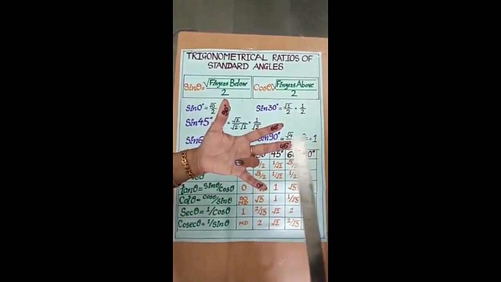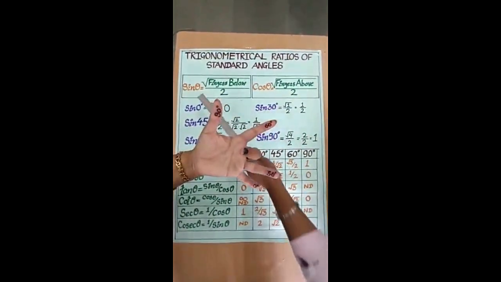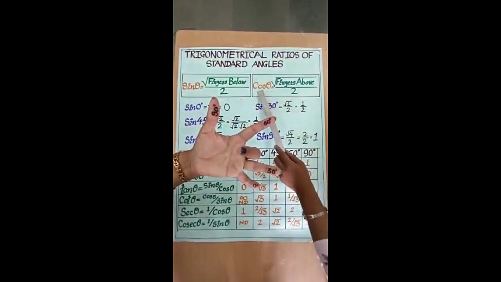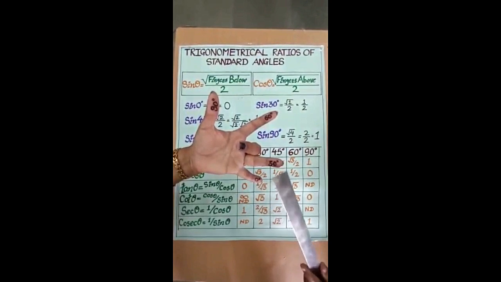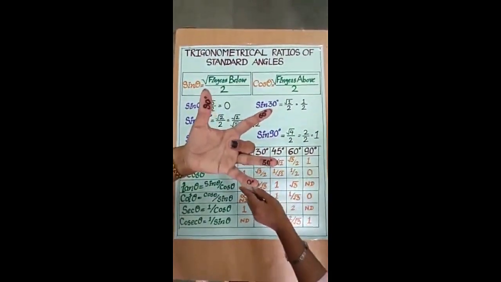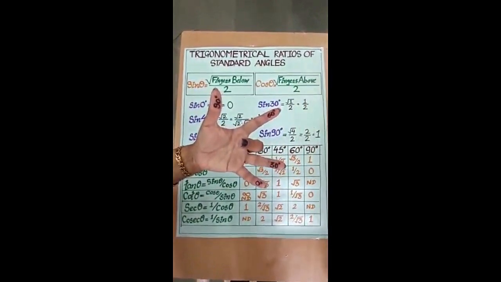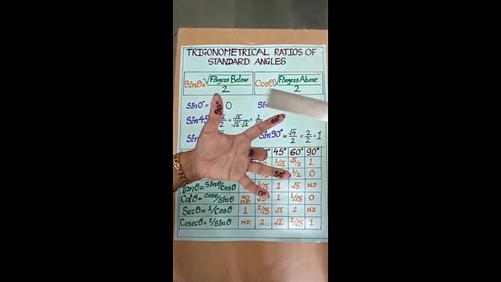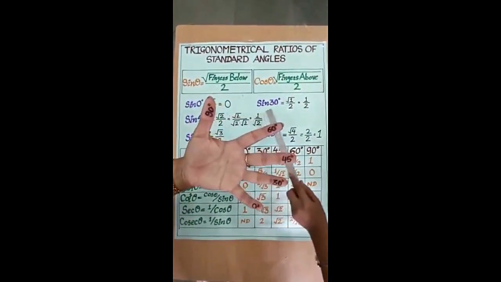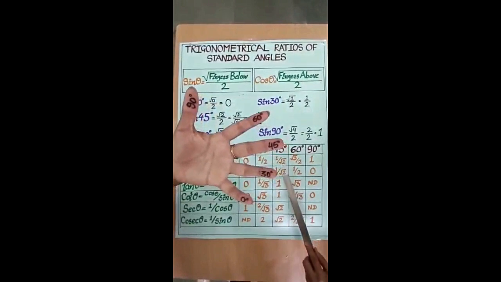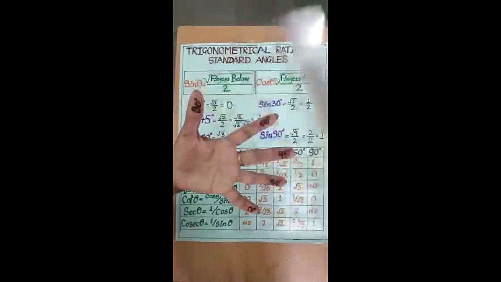Now same case for 45 degree. Again use the same formula: sin theta, fingers below divided by 2; cos theta, fingers above divided by 2. How many fingers are below this 45 degree? 1, 2, 2 fingers. So sin 45 equals root 2 by 2, that comes 1 by root 2. Same for cos 45: 2 fingers are above, so cos 45 equals root 2 by 2, that is 1 by root 2. So for 45 degree, sin theta and cos theta are equal. Same case for 60 degree and 90 degree.